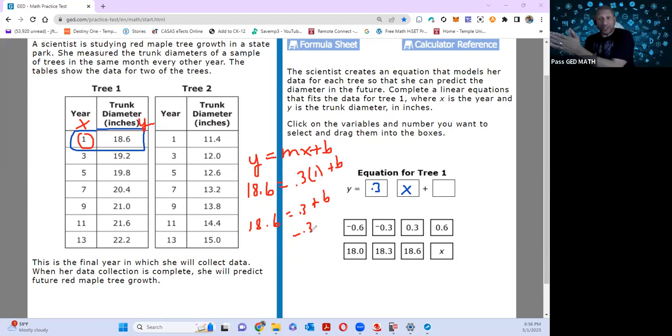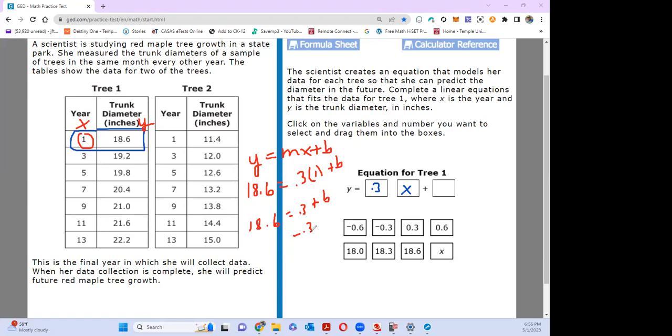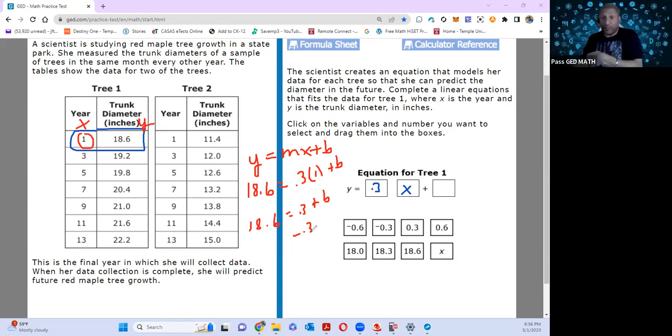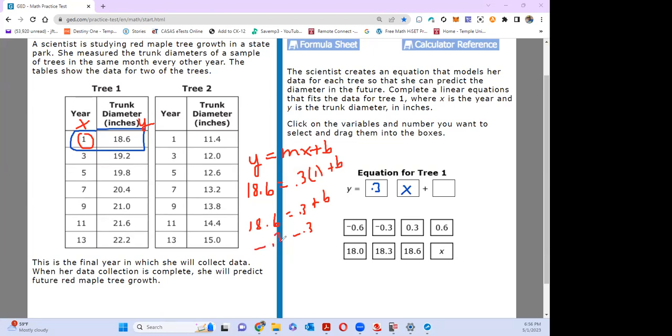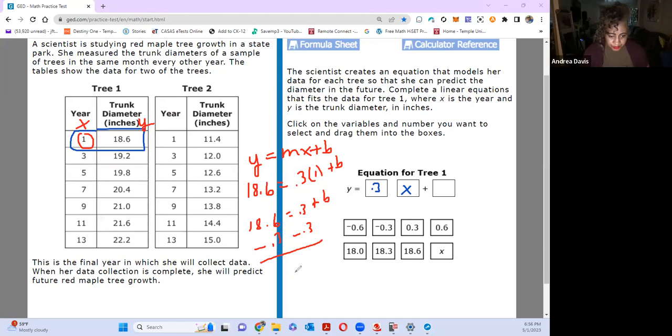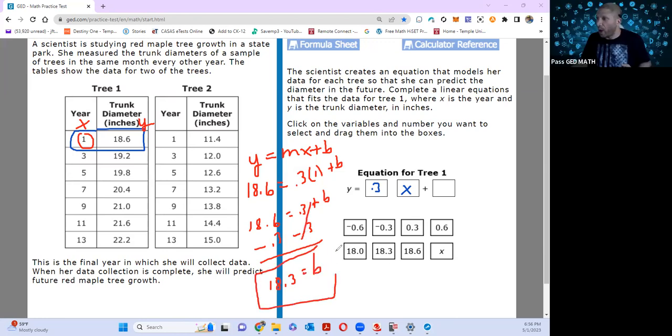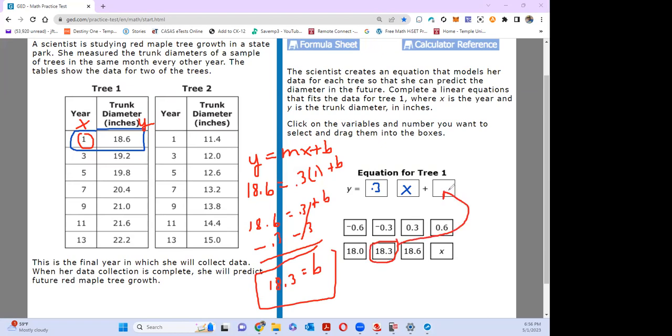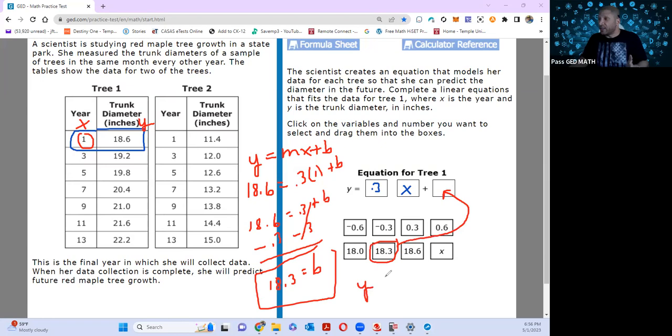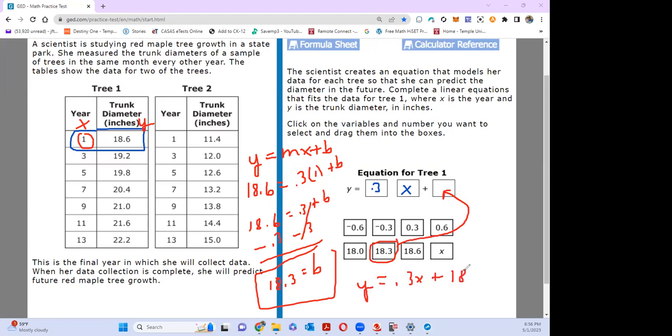If I need to get b by itself, I look at the right side of that equation. I have 0.3 and I have b, so I need to get rid of 0.3. How do I get rid of 0.3? Minus 0.3, because you do the opposite. Whatever I do on one side, I do on the other side. What is 18.6 minus 0.3? It's 18.3. So 18.3 is my y-intercept. I'm now going to take that 18.3 and plug it in there. So my equation is y equals 0.3x plus 18.3.